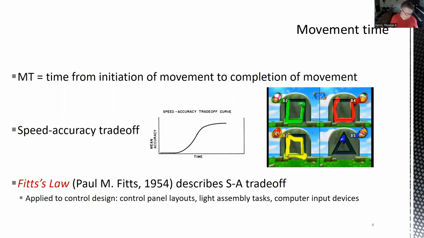And then this sort of model could be applied to designs of control layouts, so how far do I need to move my arm to reach a control or to interact with a control? That is going to affect movement time. That's going to affect how quickly I can respond in a given system.